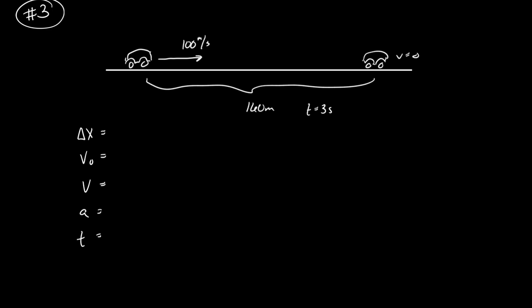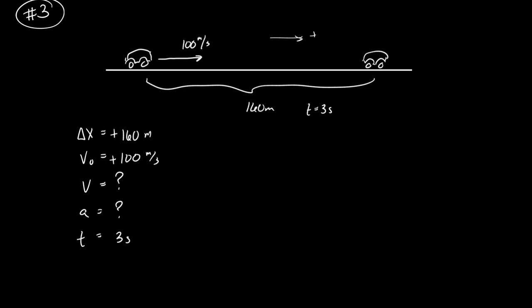So a couple things just to keep in mind. I'm going to make this way positive again. Be careful about direction. Time is 3 seconds. Acceleration unknown. Final velocity 0. Initial velocity 100 meters per second. I'm sorry, we don't know what the final velocity is. We're just told that it slows down over a time period of 3 seconds in a distance of 160 meters from 100 meters per second. So these are both positive, and we're looking for this and this.